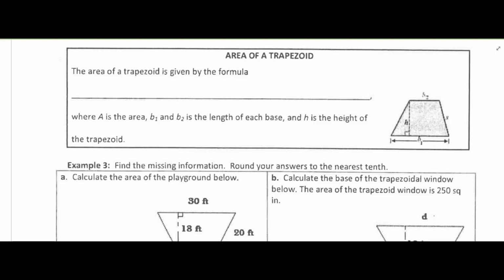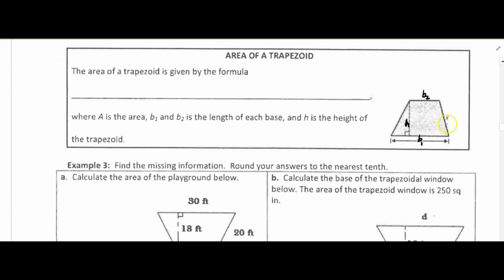So, if you notice the pieces of our trapezoid here, I have B1 on the bottom, that's going to be a base, and I have B2 on the top, that's our other base. We have the height here. And really, those are the important things for us.